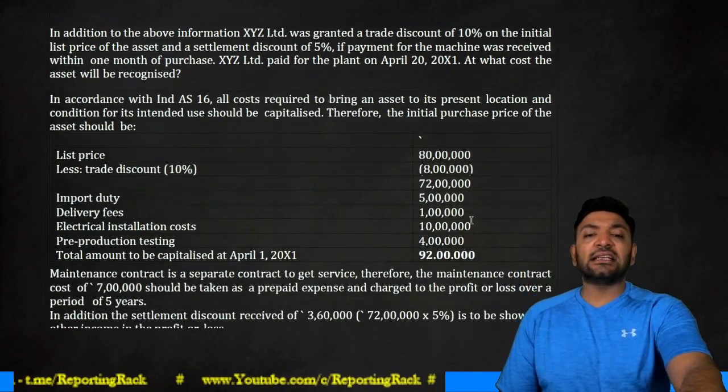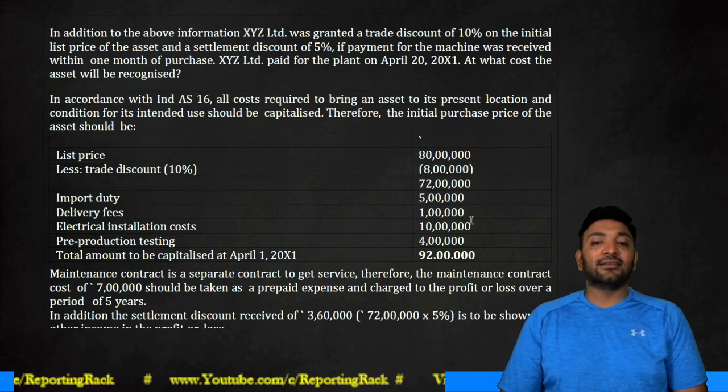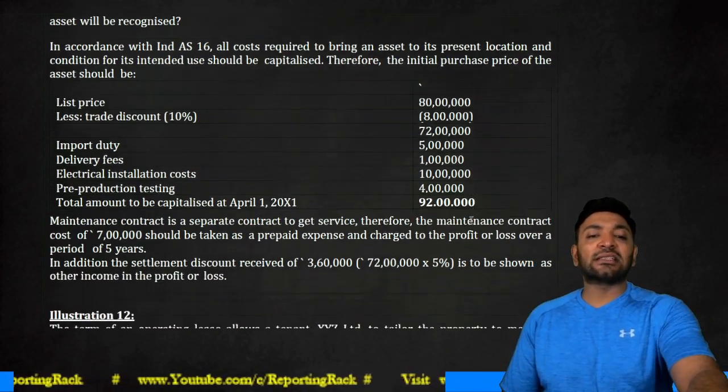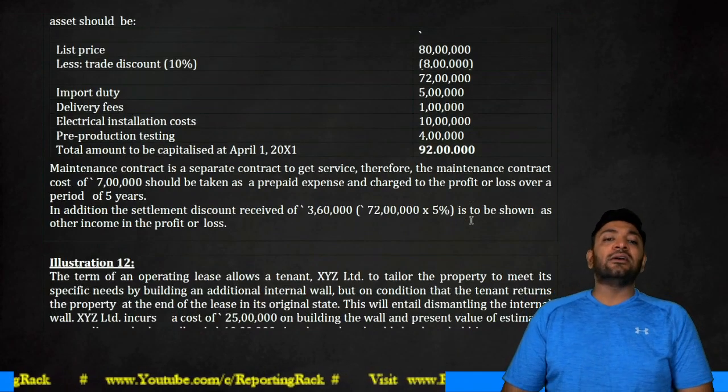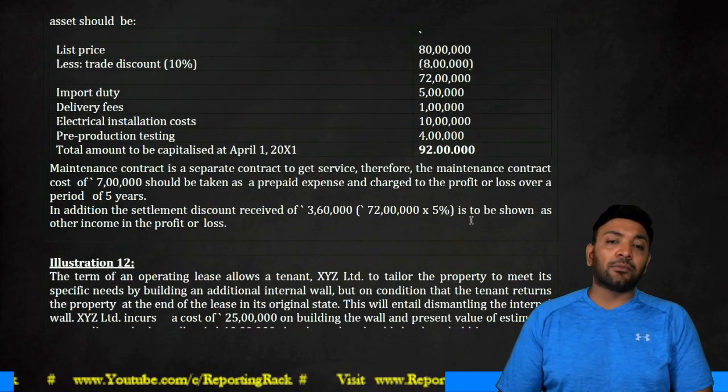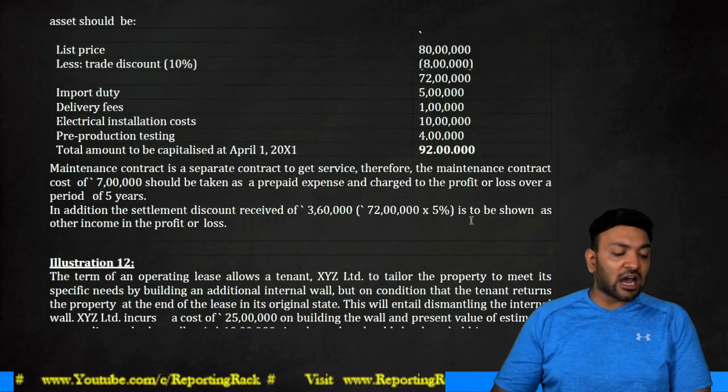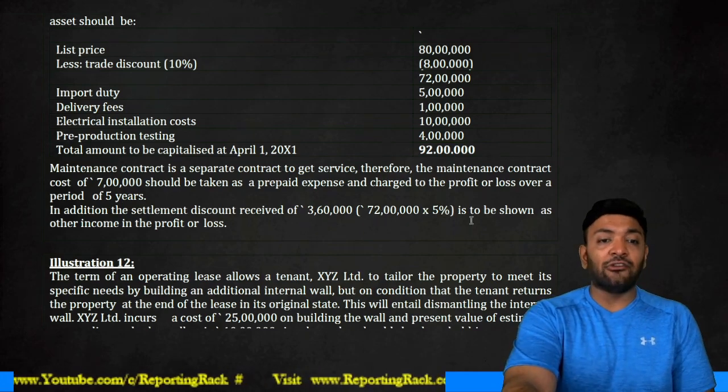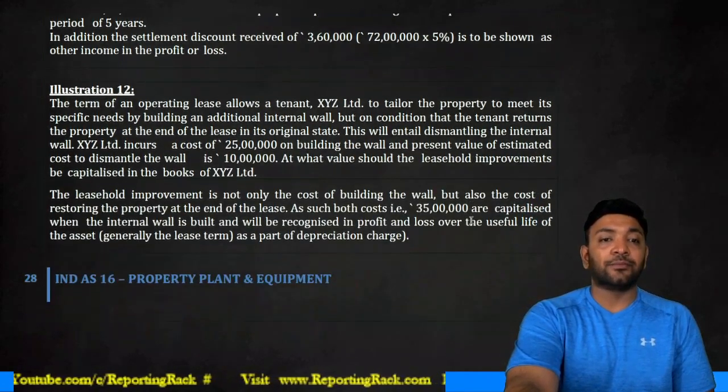Look at it. The answer is 92 lakhs. Absolutely right. Discount received, 5% of 72 lakhs, will be transferred as other income to your P&L. So our answer is absolutely right, guys. We haven't made any mistake in this answer.